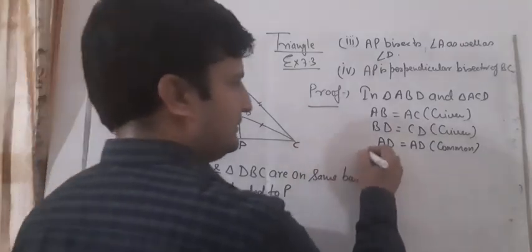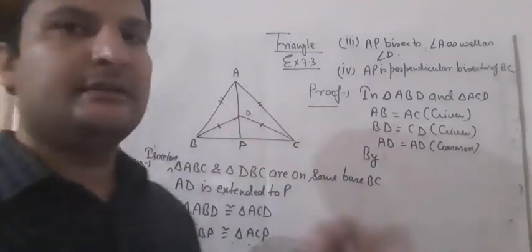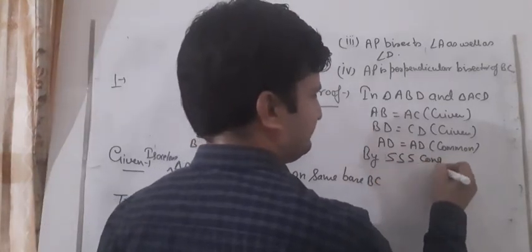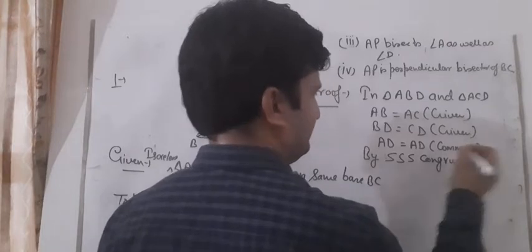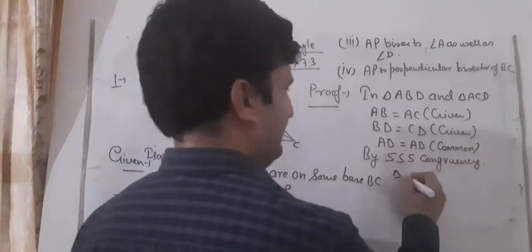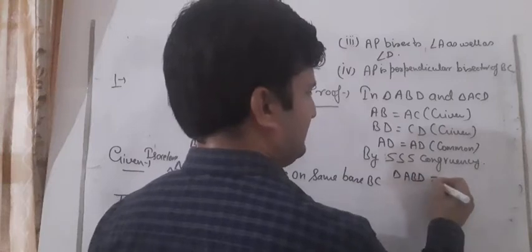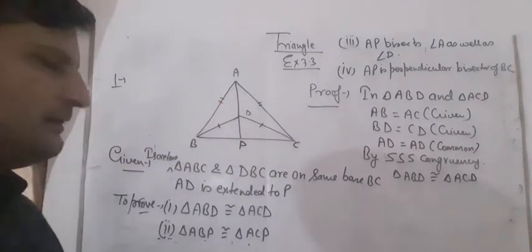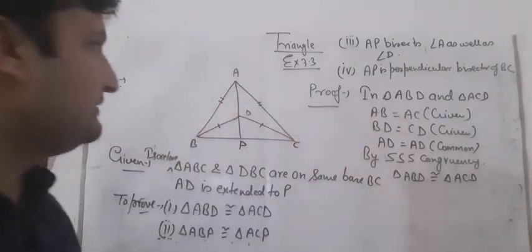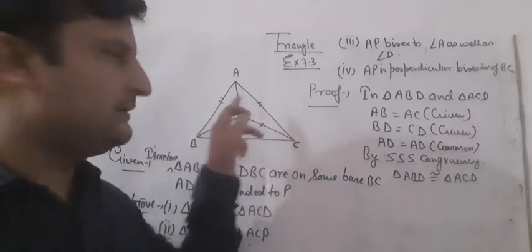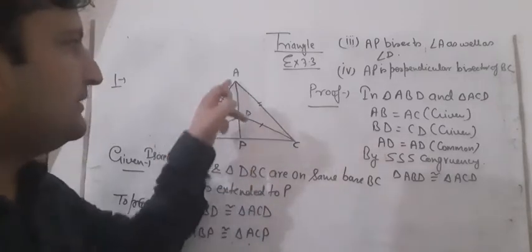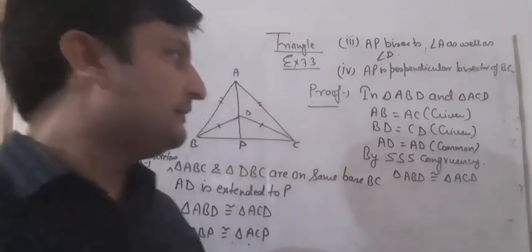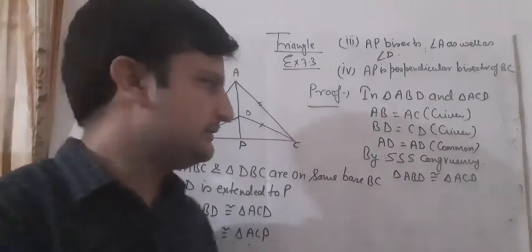So by which property can we say that? All the sides are equal, so by SSS congruency, triangle ABD is congruent to triangle ACD. This is the first one we have proved. It is very easy: this side equals this side, similarly AD equals AD. So by SSS congruency we have proved that triangle ABD is congruent to triangle ACD.